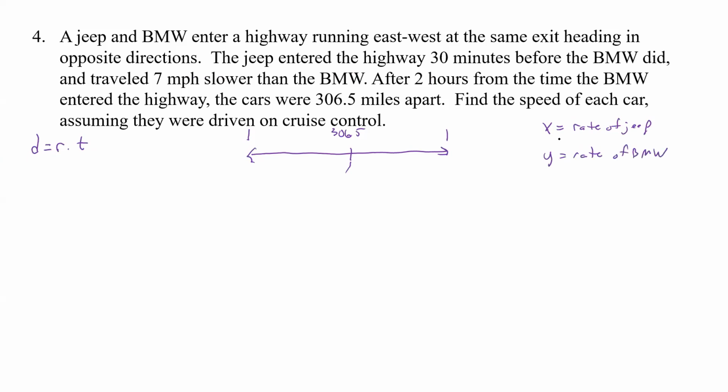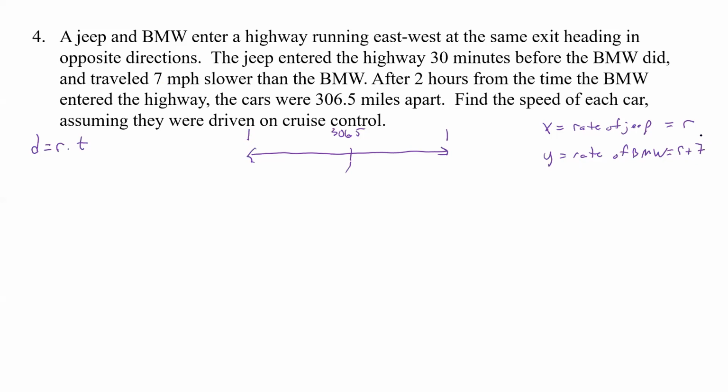Now, if we put this in terms of r, we'll say x is equal to r. But then what is y equal to? Well, the Jeep is going 7 miles per hour slower. So that means the BMW is going 7 miles per hour faster. So we can call that r plus 7. So that's our x and our y values.